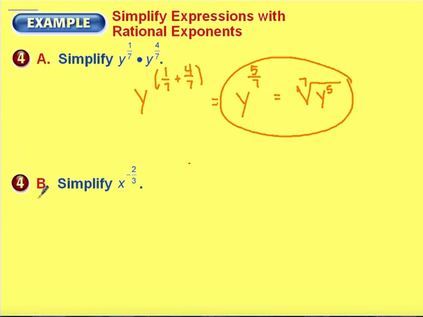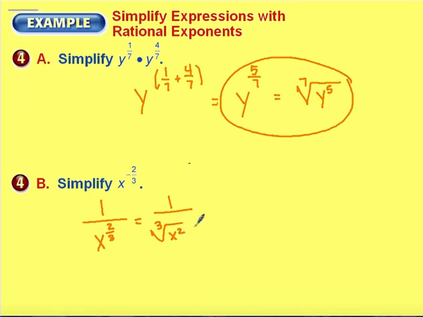All right, part B says to simplify x to the negative 2/3 power. Again, there's that negative exponent, so I'm going to have to take that negative exponent and put it into my denominator. So this is going to be 1 divided by x to the 2/3 power. Now, I can't reduce 2/3, but I understand that this is really 1 over the cube root of x squared.